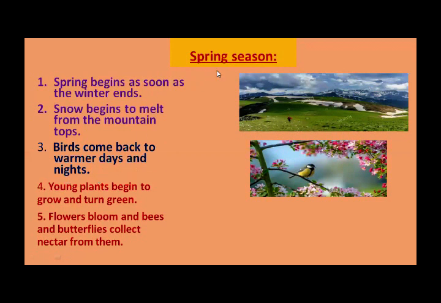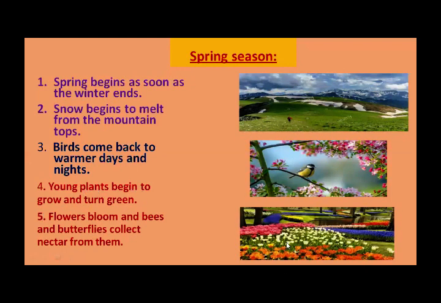In spring season, young plants begin to grow and turn green, and the flowers bloom. You can see here the flowers bloom, and the bees and the butterflies collect nectar from the flowers. Nectar is a sweet liquid like honey.